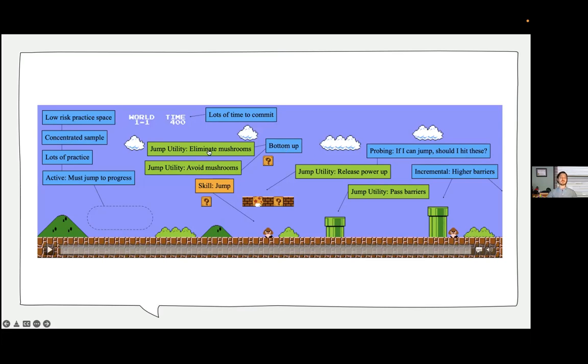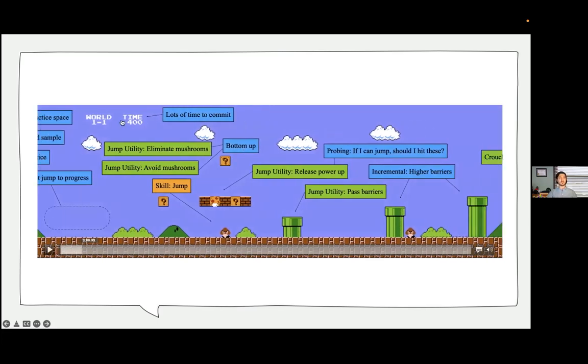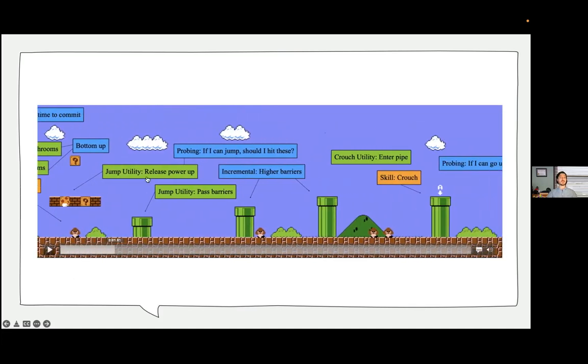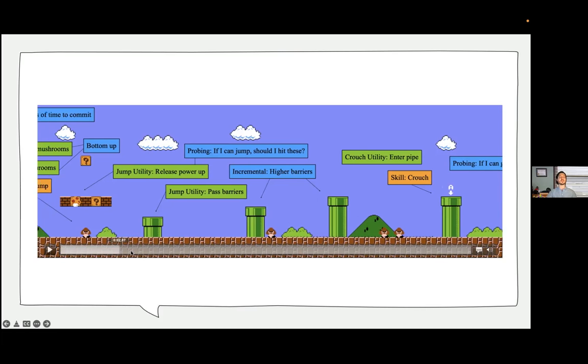And you can also learn to eliminate the mushroom. You have lots of time to commit, 400 seconds, I think it's 6 minutes. You have a jump utility, releasing the power up, if you probe the environment, asking or making a hypothesis: if I can jump, should I hit these? They have question marks, so you probably will.